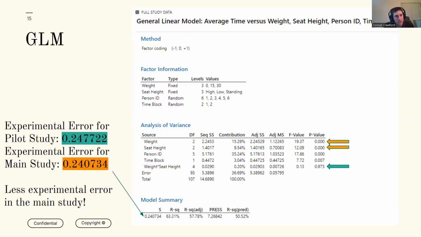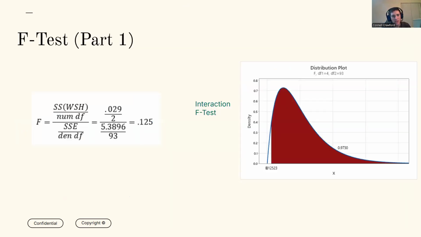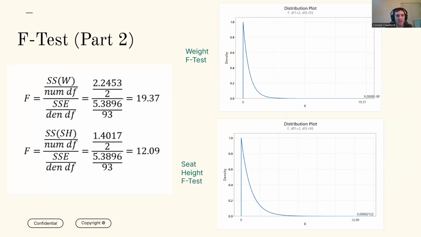And here's our GLM information that we'll be using to calculate our values, and we're showing the difference in experimental error, and it was quite close. And here's the f-test for the interaction, which is what we do first. And we can see that we have a very low f-test and high probability, meaning that it's very likely that we don't have an interaction because our p-value is very high.